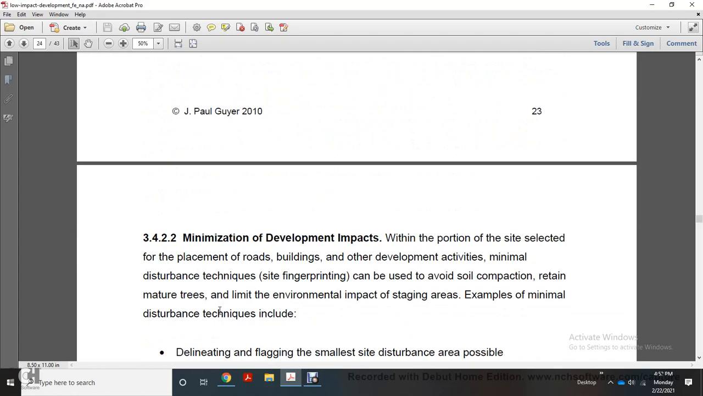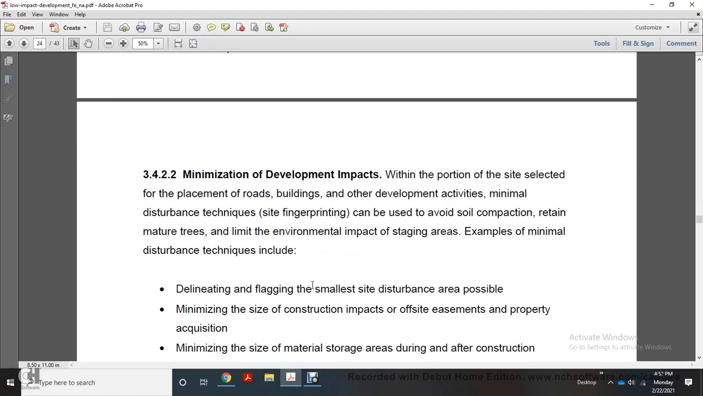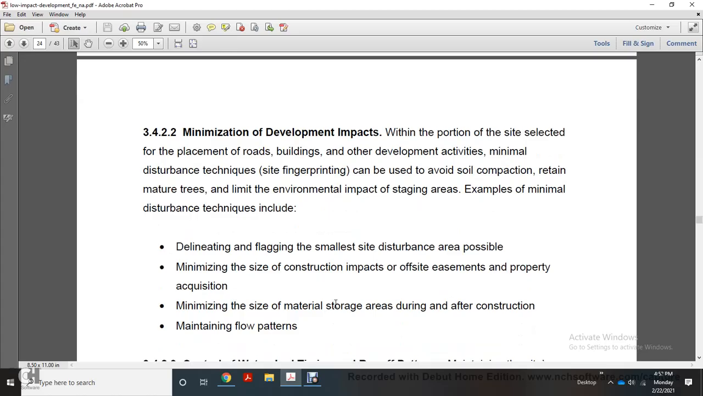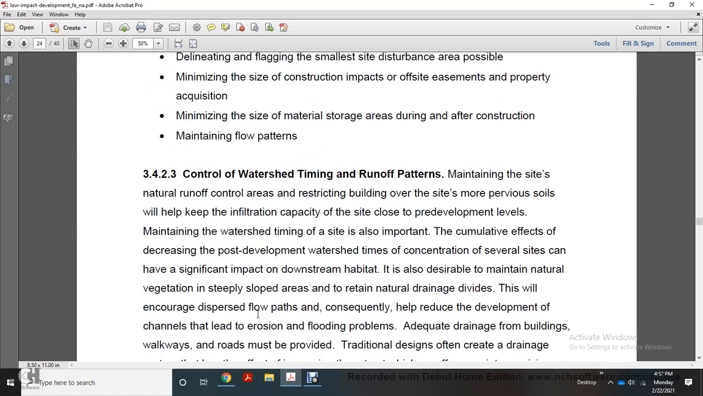Minimize the development impact. For the portion of the site selected for the placement of the roads, buildings, and other development activity, minimal disturbance techniques and site fingerprinting can be used to avoid soil compaction, retain the mature trees, and limit the environmental impact of the staging area. Examples of minimal disturbance techniques include eliminating flagging, keeping the disturbance area small if possible, minimizing construction impacts off-site with properly acquired easements, minimizing the size of material storage areas during and after construction, and maintaining flow patterns.